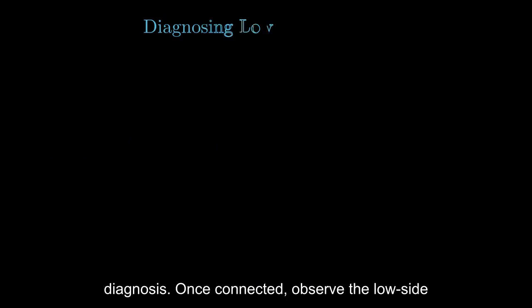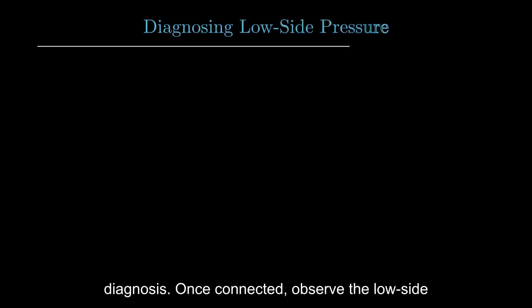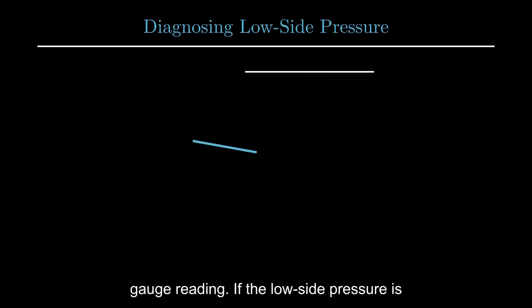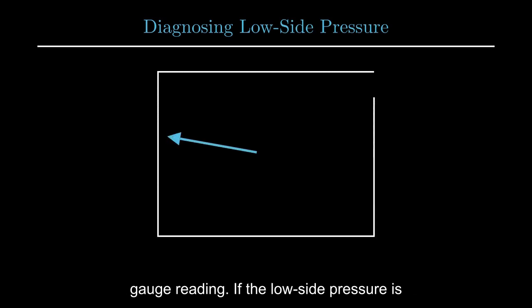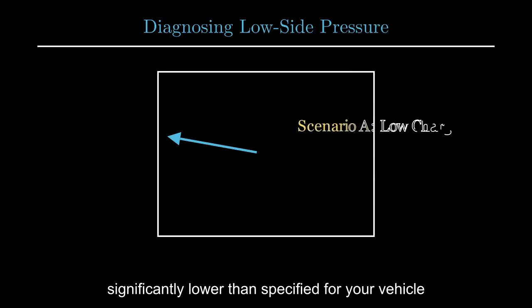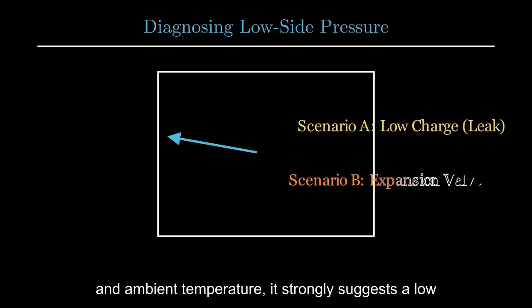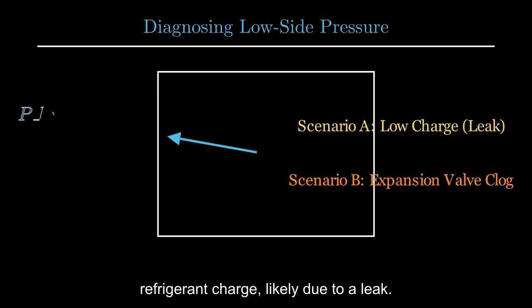Using them correctly is key to a precise diagnosis. Once connected, observe the low-side gauge reading. If the low-side pressure is significantly lower than specified for your vehicle and ambient temperature, it strongly suggests a low refrigerant charge, likely due to a leak.